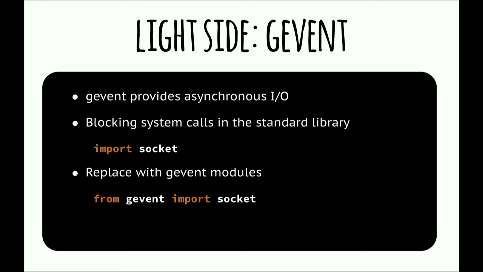But there are blocking system calls in the standard library, including, for example, socket. And when you use such modules in your program, you break the main idea of the gevent library, because your I/O operations become synchronous again. In this case, you can replace some statements like import socket with the modules from the gevent library, which are very similar to the standard modules, but compatible with gevent. So instead of import socket, you should just write from gevent import socket.